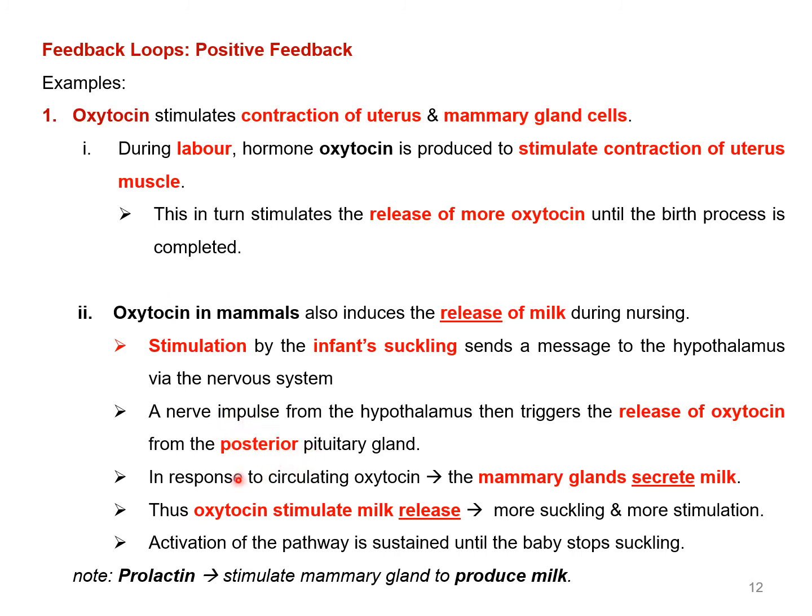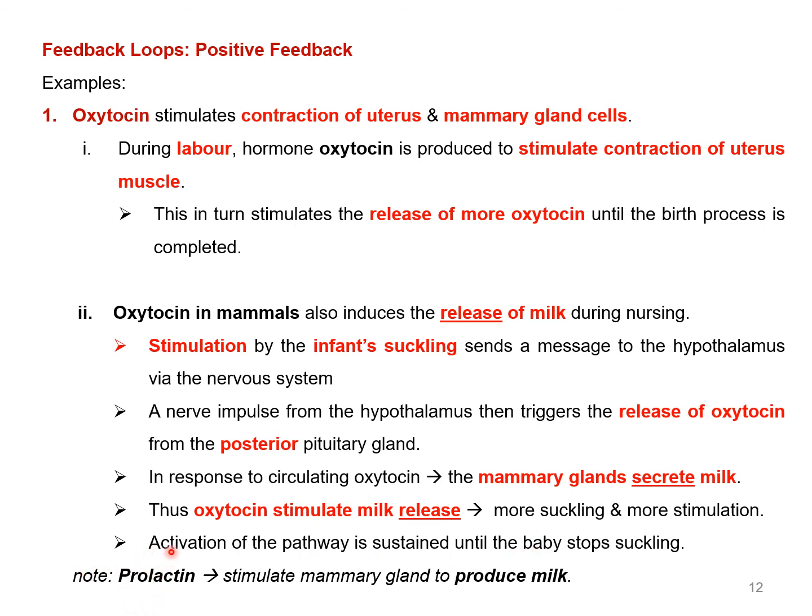Once it is released, it travels in your blood circulation and reaches its target organ or structure, which in this case is the mammary gland. The function of the oxytocin is that it triggers the mammary gland to secrete milk, keluarkan susu. So this oxytocin stimulates milk release. More suckling and more stimulation will cause the mammary gland to release more milk. This activation of the pathway is sustained until the baby stops suckling.